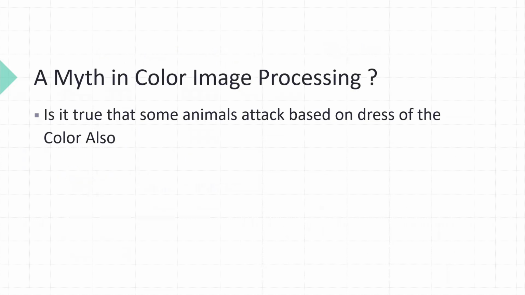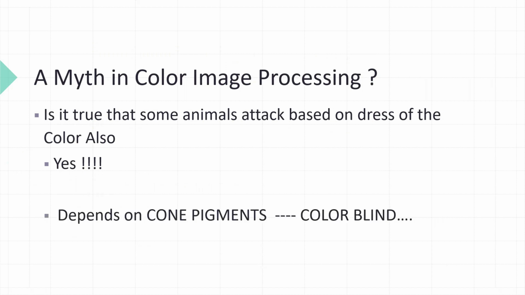Next, a myth in color image processing. A big question has arisen from the olden days: is it true that some animals try to attack human beings based on their color codes or color dresses? Yes, the answer is yes. Why does it happen? It mainly depends upon the cone pigments. As I already said, red, green, and blue pigments are available in the human eye anatomy.